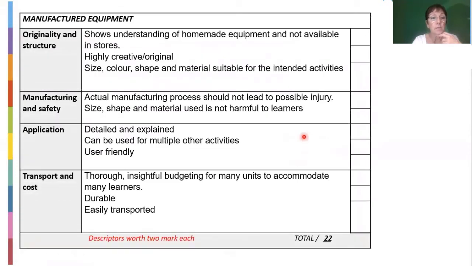Then if we have a look at the manufactured equipment as well, original is a no-brainer. It has to not be available in a store. Look at the size, the color, the shape. Is it appropriate to your specific skill and your activity? When you made it, was it safe? And when you use it, is it safe? And there you can have a giggle at the little video clip that's included. Is it applied cleverly?